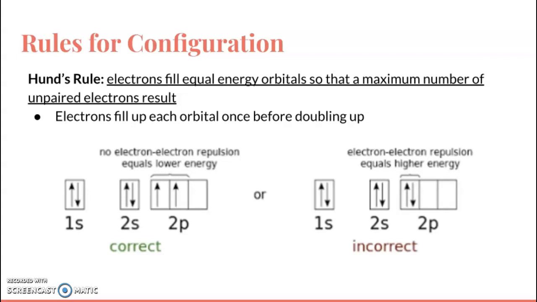Hund's rule says that electrons fill equal energy orbitals so that a maximum number of unpaired electrons result. Meaning, electrons fill up each orbital once before doubling up. You see this here. For this atom, I have a completely filled 1s, I have a completely filled 2s, and in 2p I have 2 electrons. So I'm going to fill in each one of these one time before doubling up. So this is the correct orientation. I'm not going to do an up and down in the first row. This is wrong.